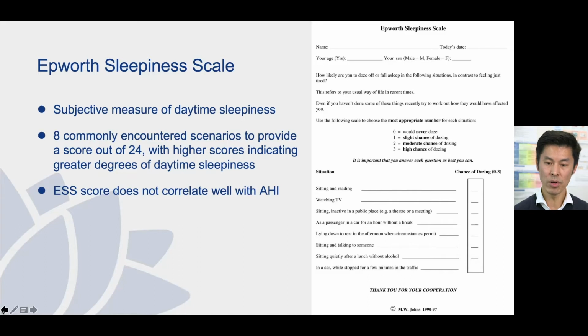But it's important to note that when we're using the Epworth Sleepiness Scale, the score does not correlate well with AHI, as there are patients who may be significantly tired during the daytime and have other reasons other than obstructive sleep apnea that can cause the daytime tiredness.